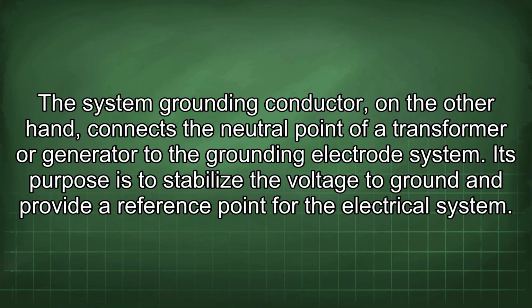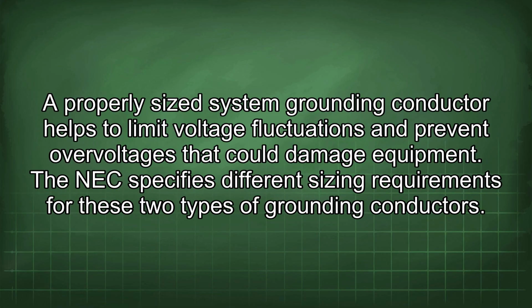Its purpose is to stabilize the voltage to ground and provide a reference point for the electrical system. A properly sized system grounding conductor helps to limit voltage fluctuations and prevent overvoltages that could damage equipment. The NEC specifies different sizing requirements for these two types of grounding conductors.